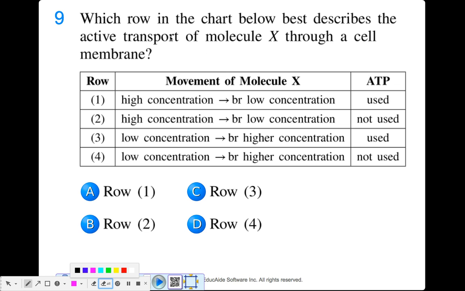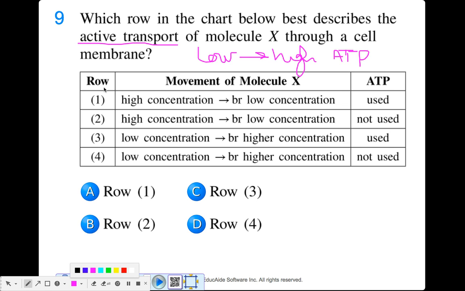All right, number 9. Which row in the chart below best describes the active transport of molecule X through a cell membrane? All right, if we see these words, active transport, we know we're probably going up that hill again, so it's going to be from low to high. We also know, because you need energy to pedal that bike up the hill, that it's going to require ATP energy. All right, so now we know what we know.